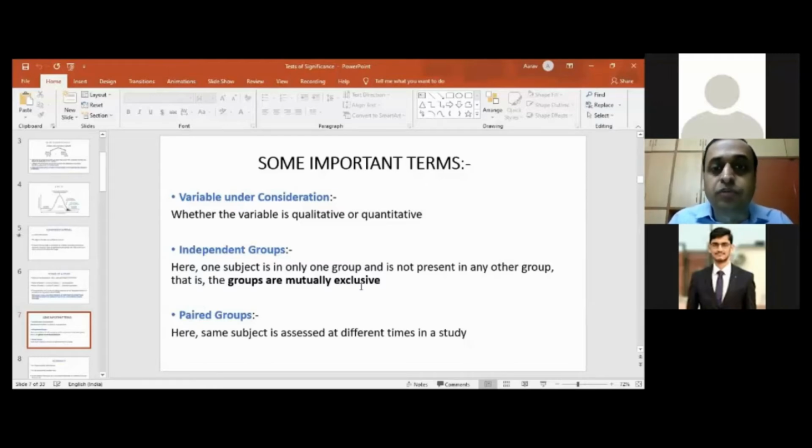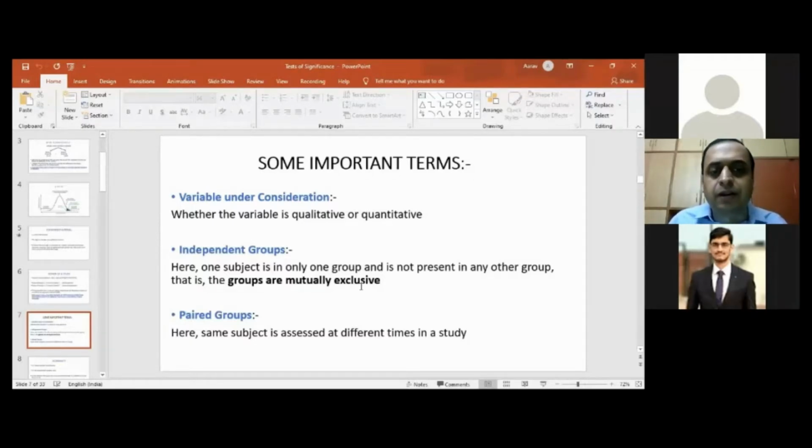Coming to independent groups and paired groups. Now this is a very important term. Now consider what are independent groups. Here one subject of the study is only in one group and is not present in the other group. Just like the first example which I gave of two buildings, hemoglobin of building 1 and hemoglobin of building 2. The person who is residing in building 1 cannot be in building 2. So that means the group of subjects in building 1 are independent of the group of subjects in building 2. One subject is not being repeated into the other group. This is called independent groups.